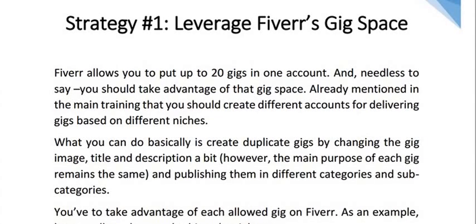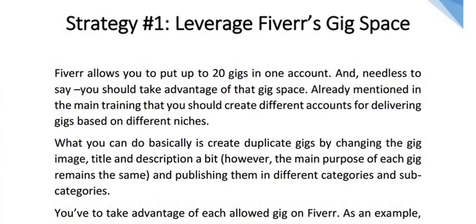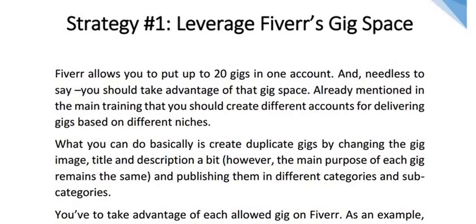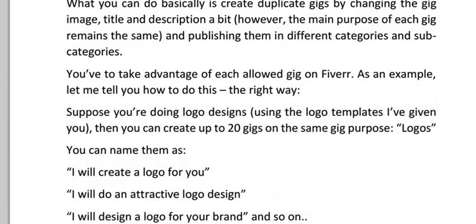So what you can basically do is create duplicated gigs by changing the gig image, title and description a bit. However, the main purpose of each gig remains the same, and you publish them in different categories and subcategories. So that's a real cool trick that you have just got. You have to take advantage of each allowed gig on Fiverr. As an example, let me tell you how to do this the right way.